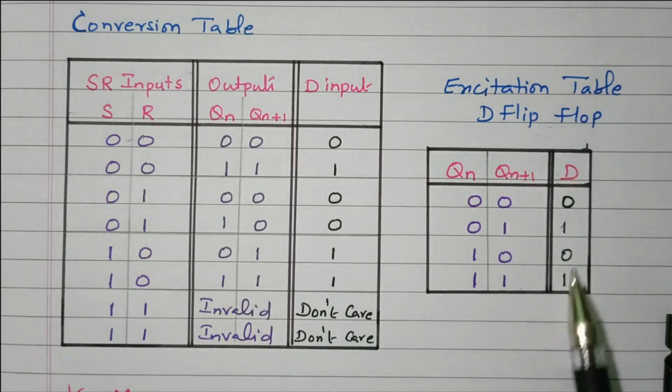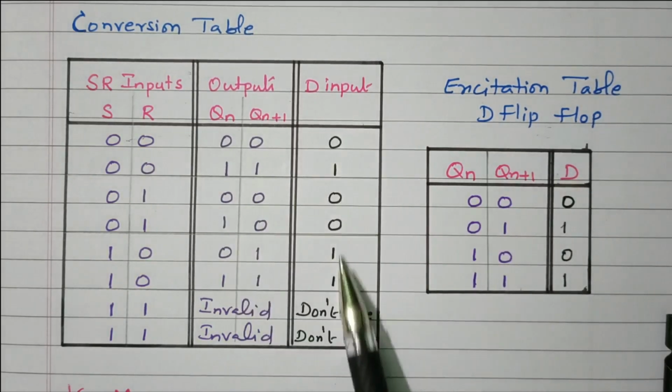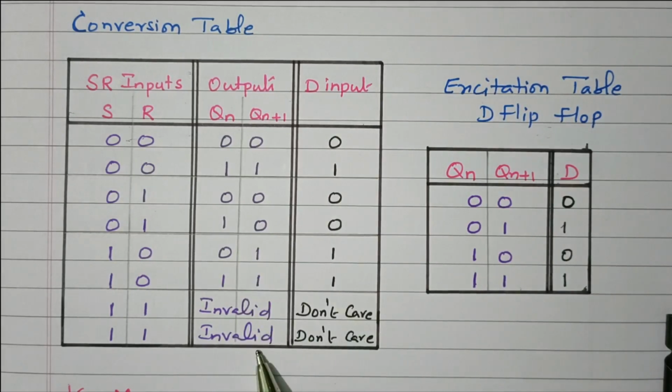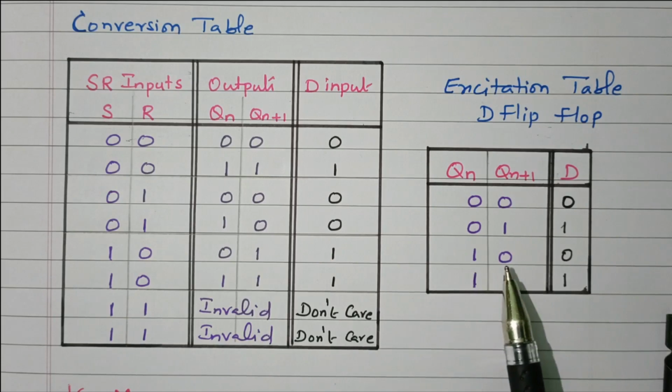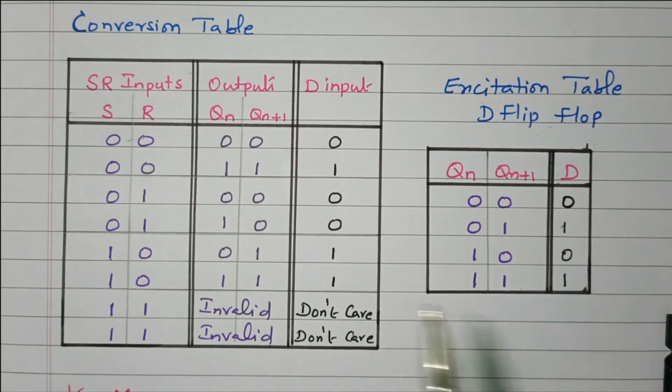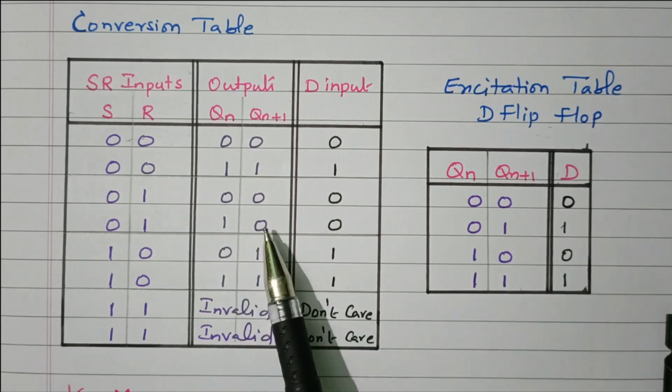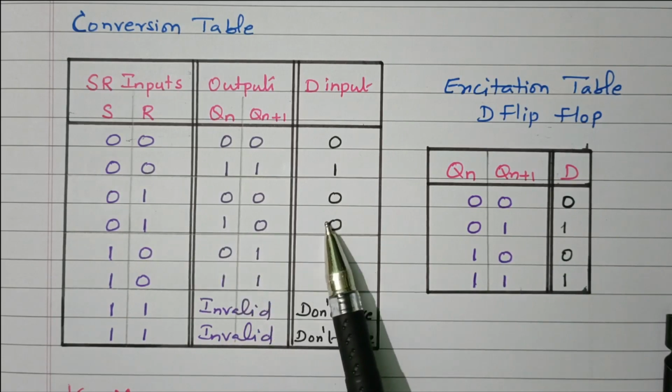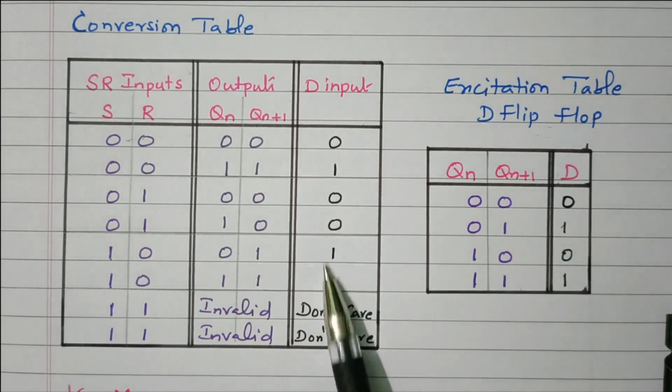So from this excitation table, we filled in the D input. These two are don't care, invalid, so they are treated as don't care condition, X, right? I think you are able to understand. If present state 1, next state 0, then D input is 0. This present state 1, next state 0 means D input is 0. Based on this, we filled in this value.